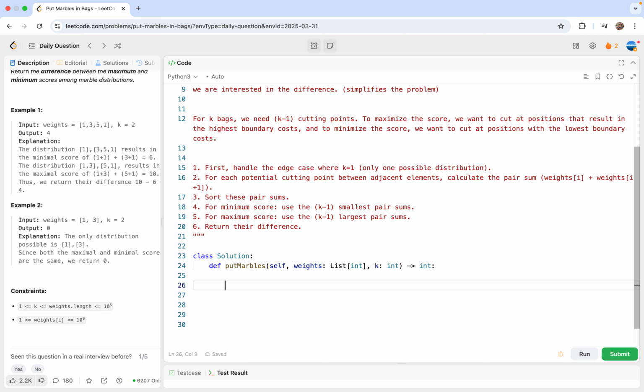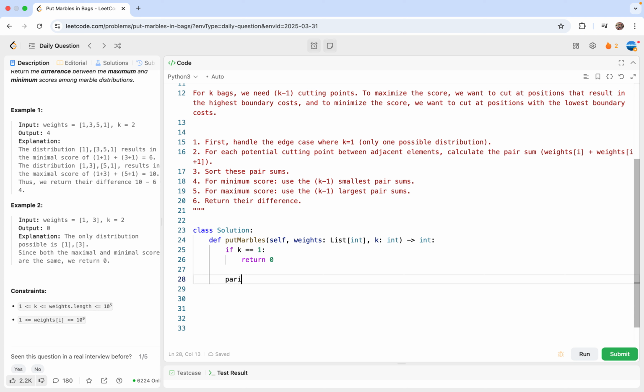Now let's look at the coding. It turns out the coding is very short, right? So here, let me first, if k is 1, we just need to return 0. This is rather straightforward. And now let's have the pair sums.